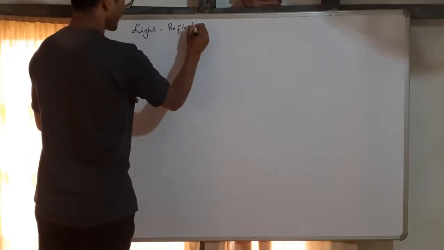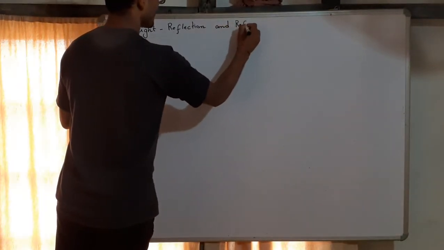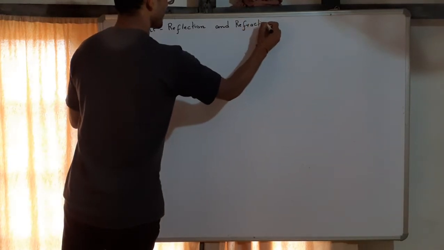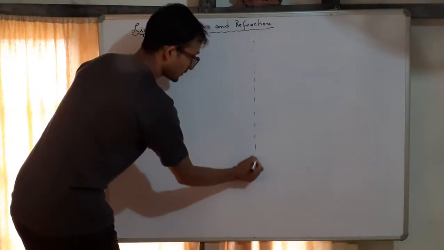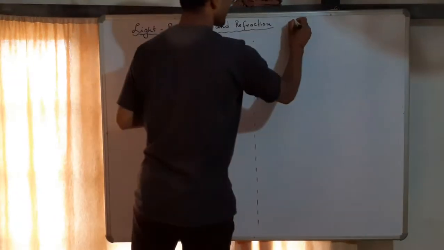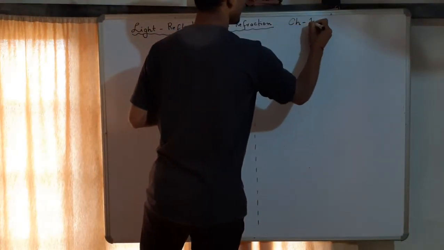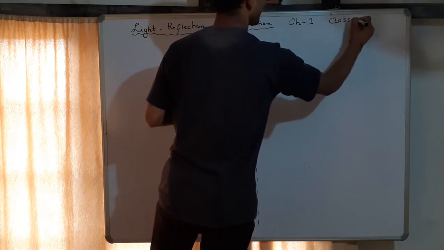Light, reflection and refraction. These are the two topics mainly, broadly, inside this chapter. This is chapter 1, class 10.